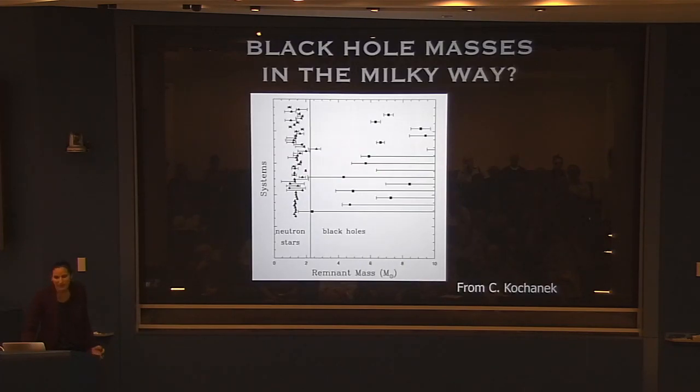What about these stellar mass black holes? What about in the Milky Way? In cases where we can measure black hole masses, we usually want binary systems because we know how to handle Kepler's laws. If we have black holes and neutron stars, these are the remnants that we can measure. You can see that neutron stars cluster around 1.5 solar masses, which is not surprising. And the black hole masses that we've measured in the Milky Way seem to be spread between, I don't know, 3 and 10 solar masses. Okay?